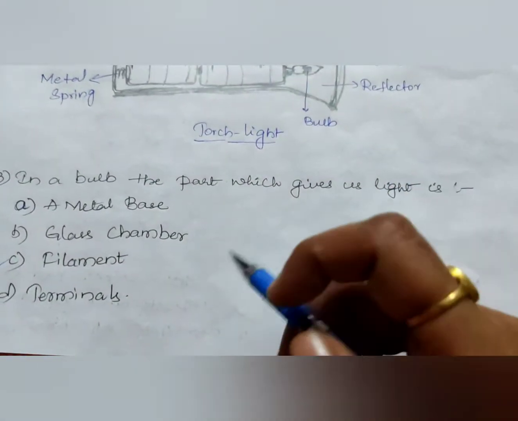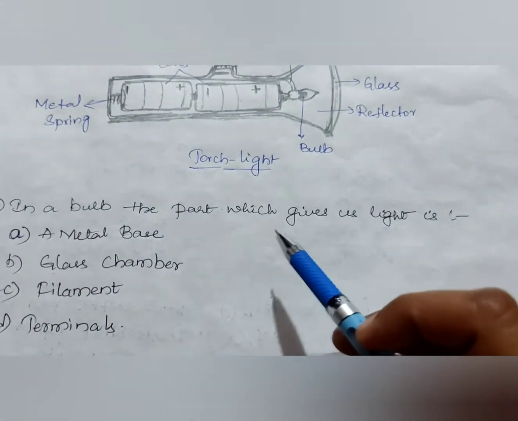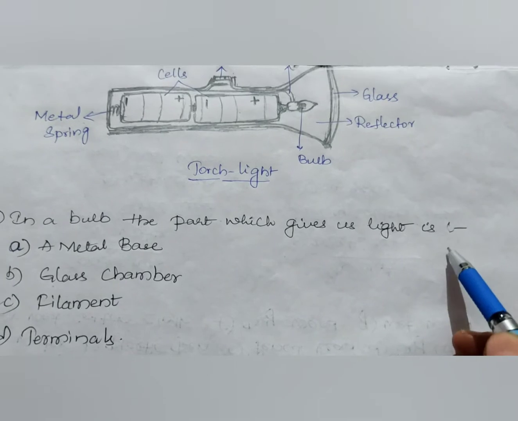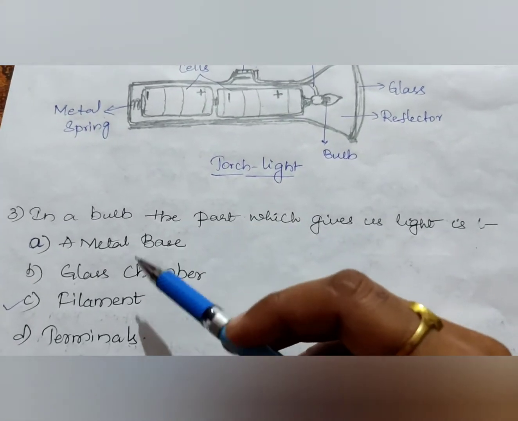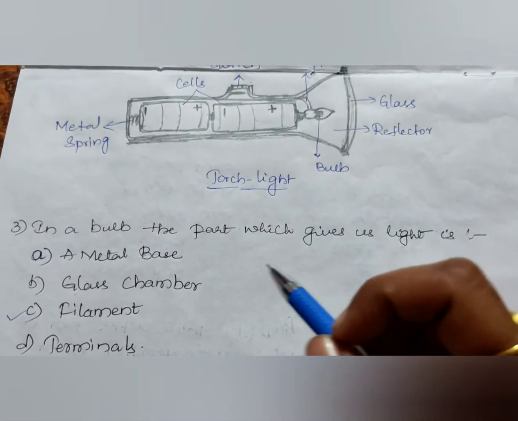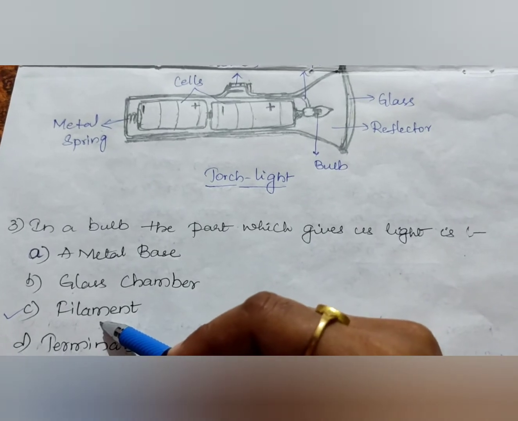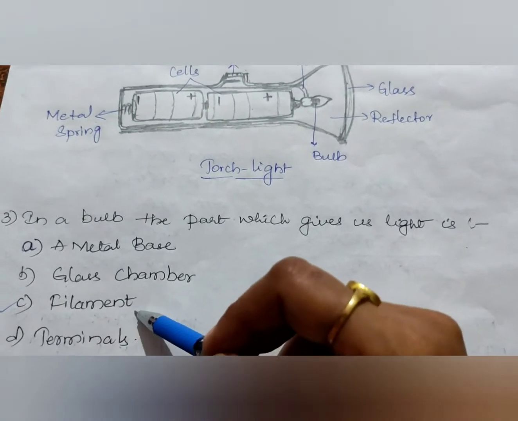Next, third question. In a bulb, the part which gives us light is. Here different parts are there in a bulb, but the filament is the part which gives us light.